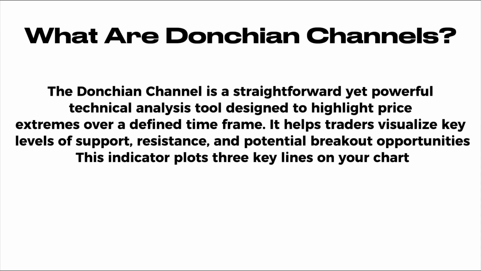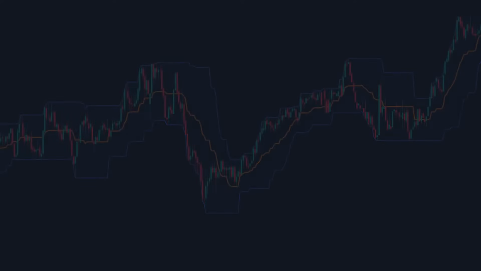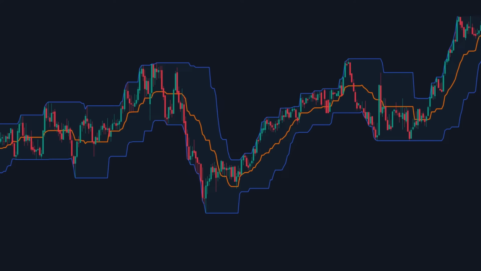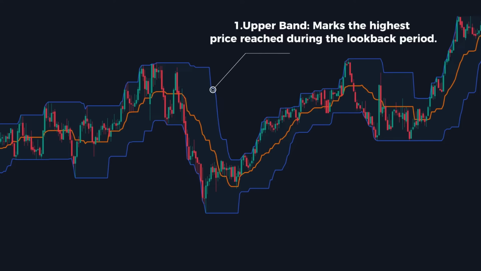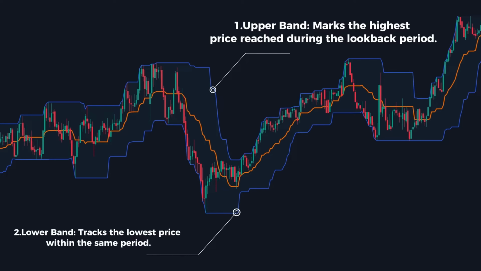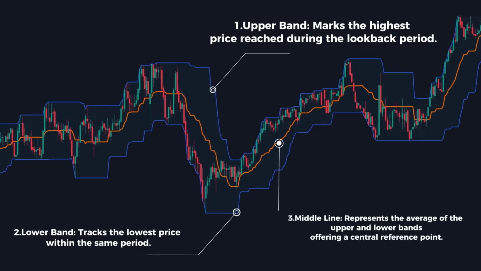The Donchian Channel is a straightforward yet powerful technical analysis tool designed to highlight price extremes over a defined time frame. It helps traders visualize key levels of support, resistance, and potential breakout opportunities. This indicator plots three key lines on your chart. 1. Upper band marks the highest price reached during the look-back period. 2. Lower band tracks the lowest price within the same period. 3. Middle line represents the average of the upper and lower bands, offering a central reference point.